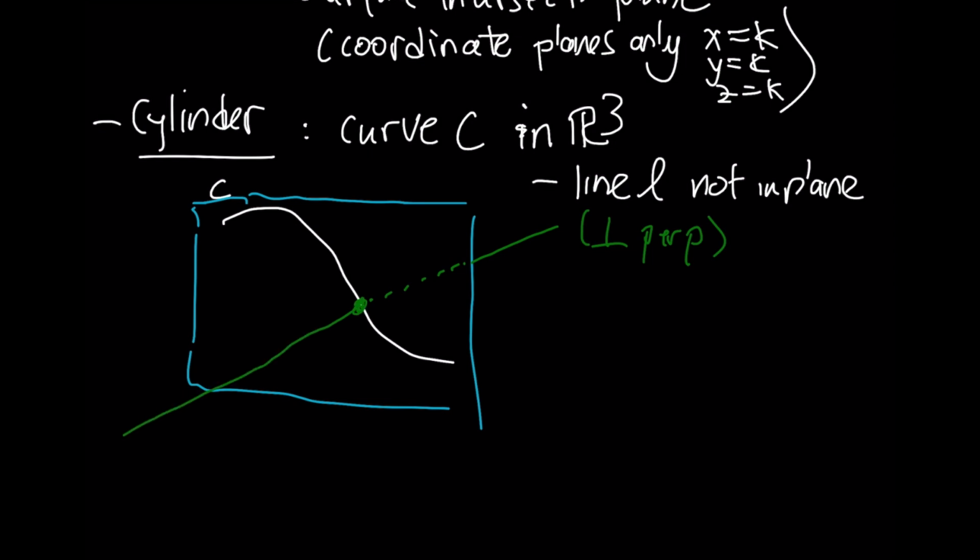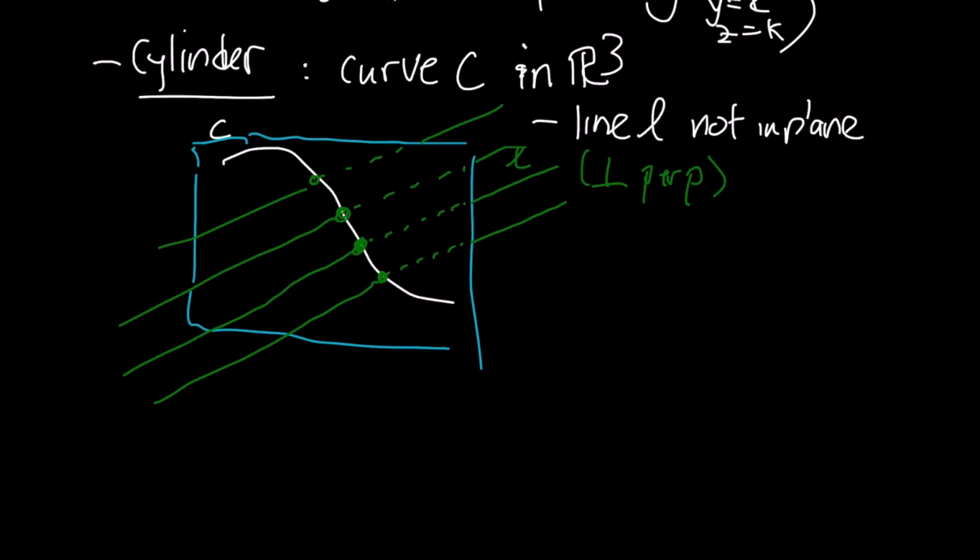Take every single point and then take every line that is parallel to the first one that you drew. And if you go through and construct all of those lines, what you're going to end up with is a surface called a cylinder. It's essentially copying and pasting that curve all the way down the line.